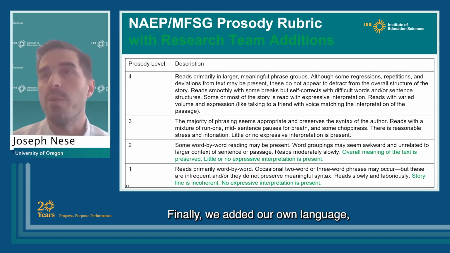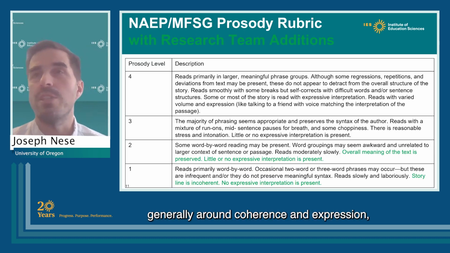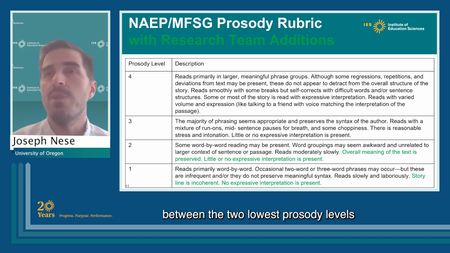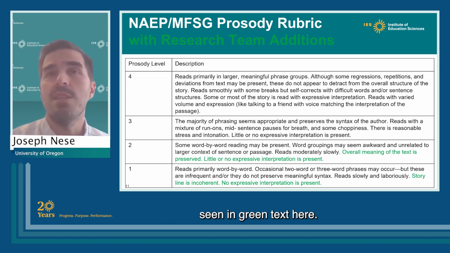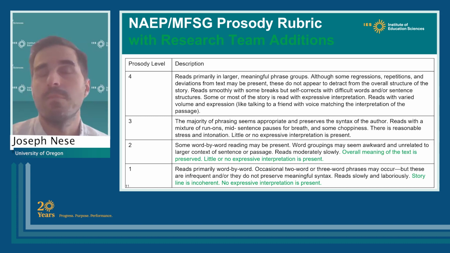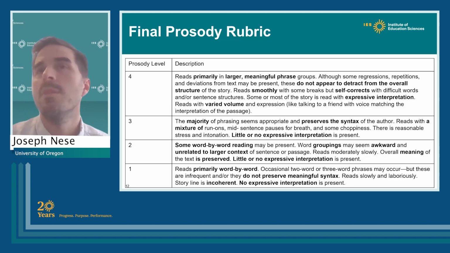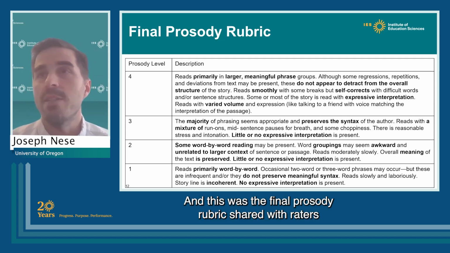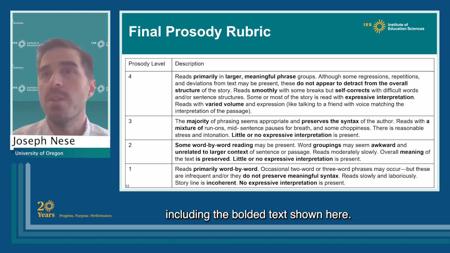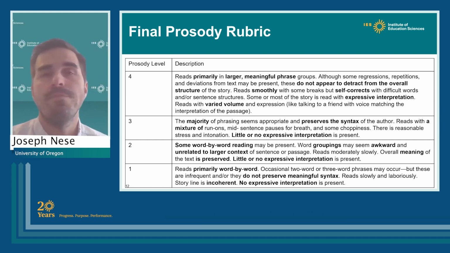Finally, we added our own language, generally around coherence and expression, to help provide distinction between the 2 lowest prosody levels, seen in green text here. And this was the final prosody rubric shared with raters, including the bolded text shown here.